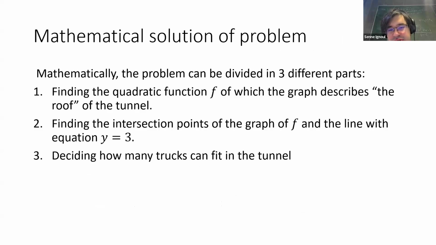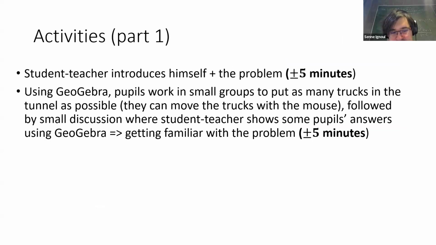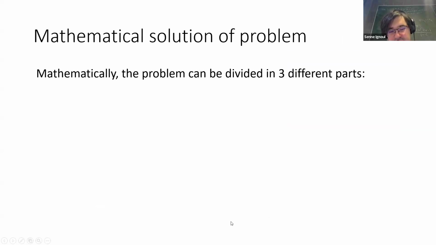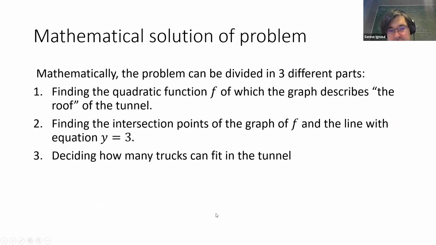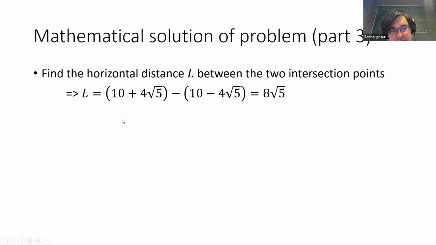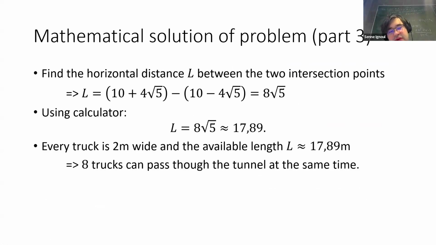If we go back to the picture, they need to find the distance between the point on height 3 here and the point of height 3 here. So the distance in the x coordinates. So to do that, you just compute the difference of both roots. You get this. Then with the calculator, you can find that if the track is 2 meters wide, then approximately 8 tracks can pass through at the same time.